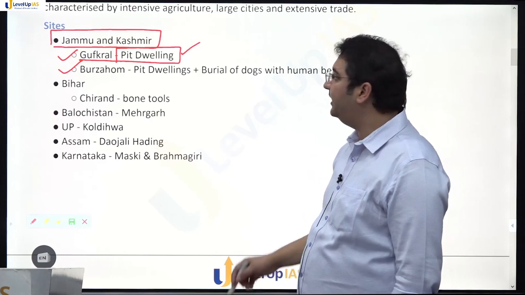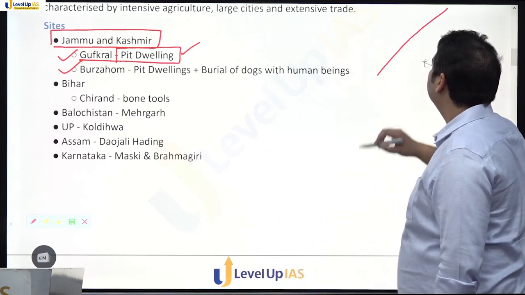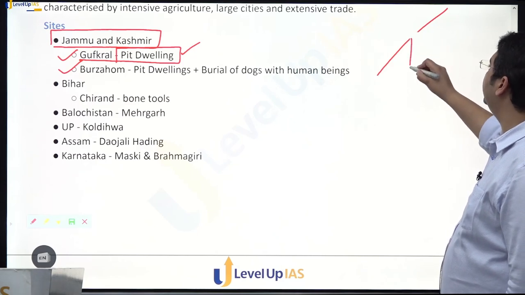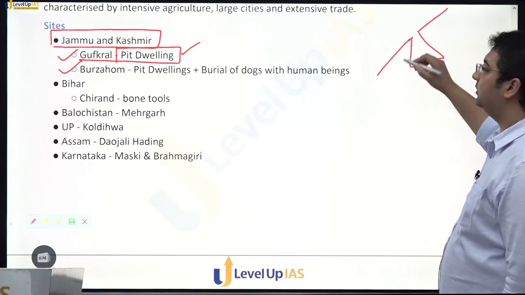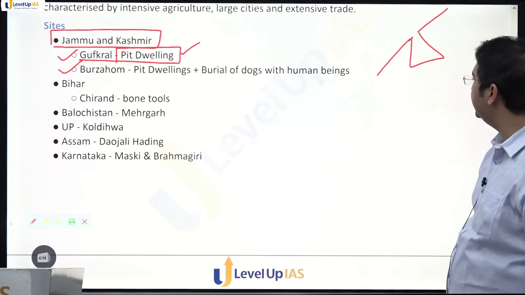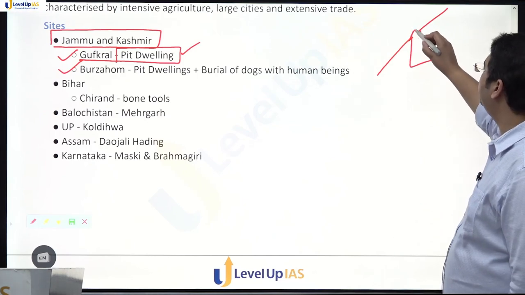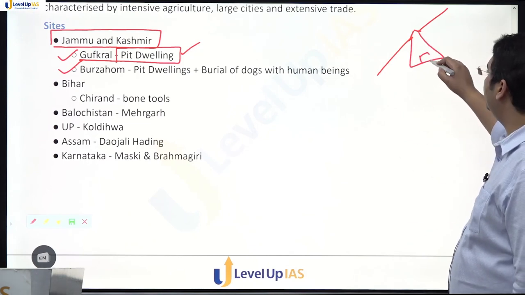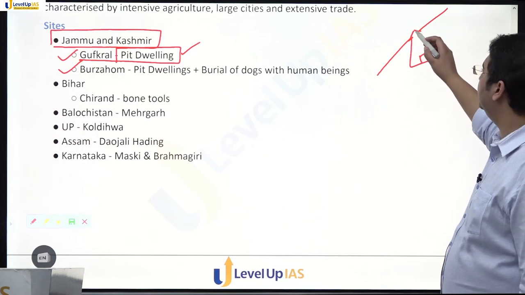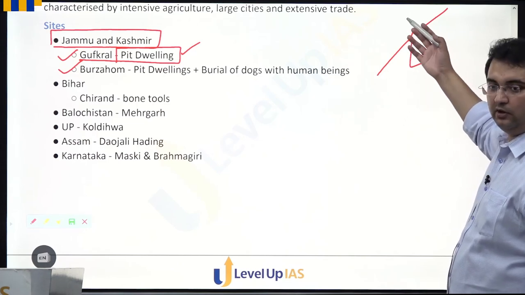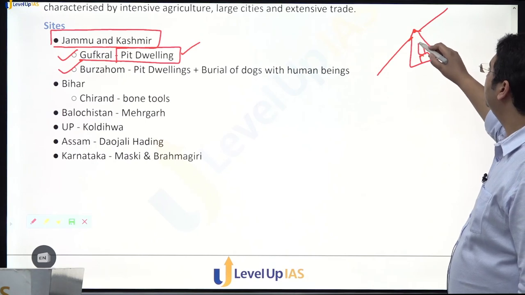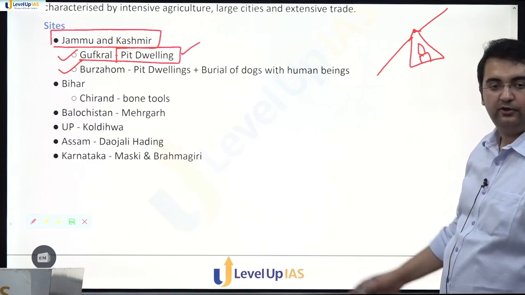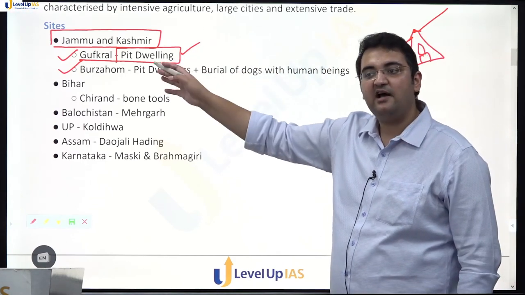What do you understand by pit dwelling? Let's suppose this is a very cold region, and on the side of the hill, human beings have dug a huge pit, huge depression. They have covered the top with a thatch surface, and they descend into it to live over here. The thatched roof has a small hole, and so they can build a fire within this structure to keep warm during the winter season. Isko bolte hain pit dwelling. Where have we found this from?